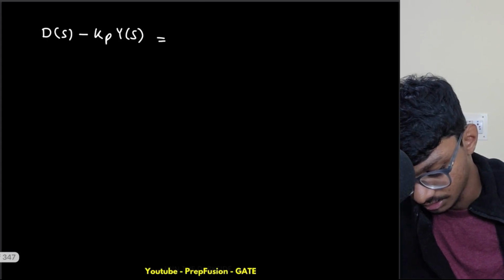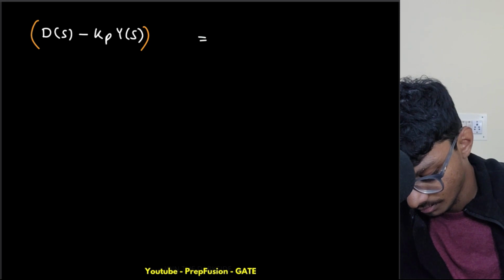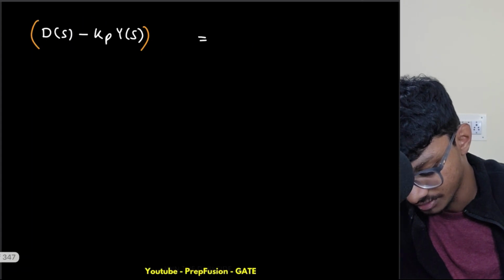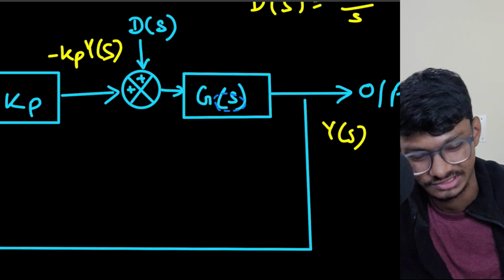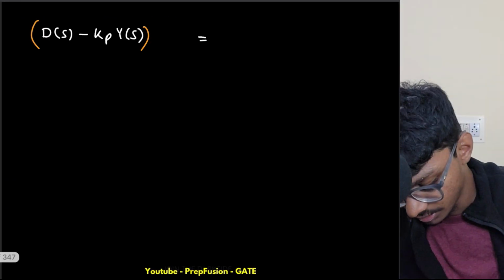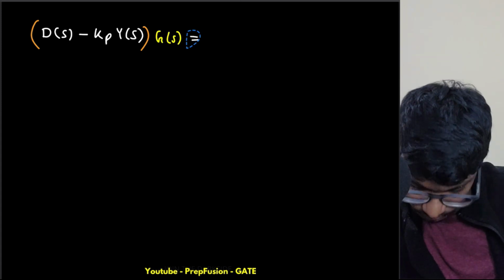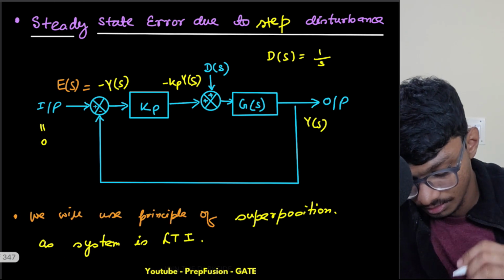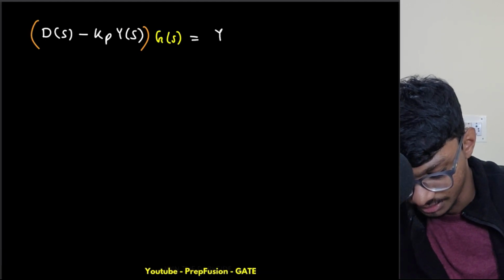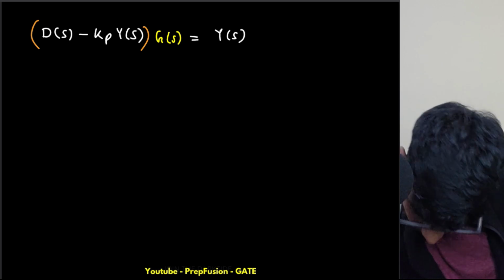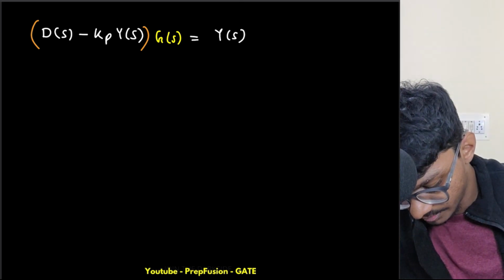So here what will happen, this is D(s) minus Kp Y(s) times this Gp(s), which is G(s). Actually in our case we can write it as G(s), like the plant transfer function G(s), everything is the same. So into G(s) equals what? Equals my Y(s) itself. This point is Y(s), right? So Y(s) itself. Now I just need to find minus Y(s) because that is my error signal. Let me just write Y(s) first.